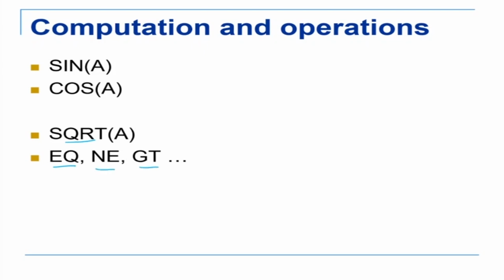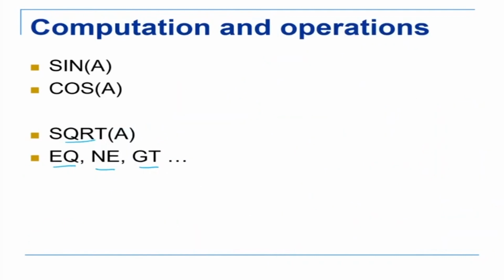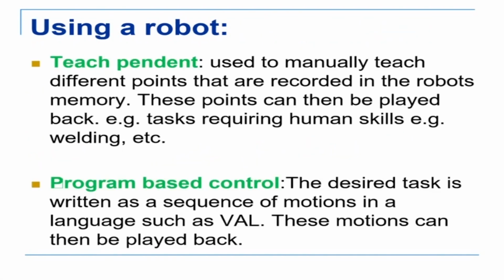So I had just used greater than here. Okay, so if in line number 10, if variable 1 is greater than 10, then end, else proceed. So this greater than is a comparative statement, and we are saying that it is GT. NE is not equal, EQ is equal, less than is LT. Okay, so these can all be used for logical operations.